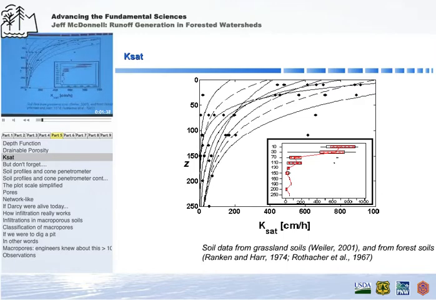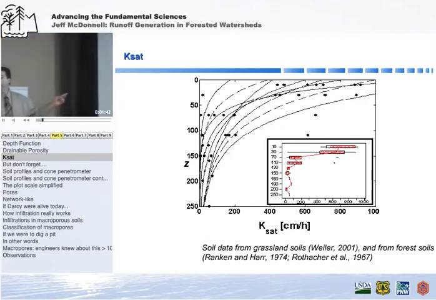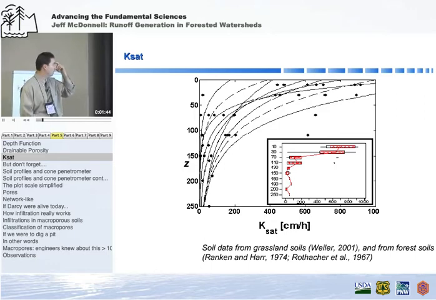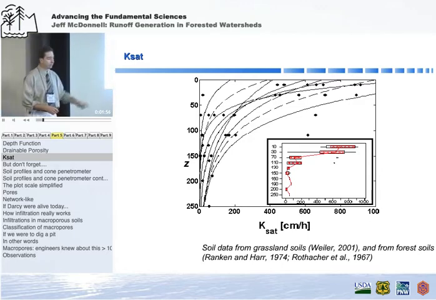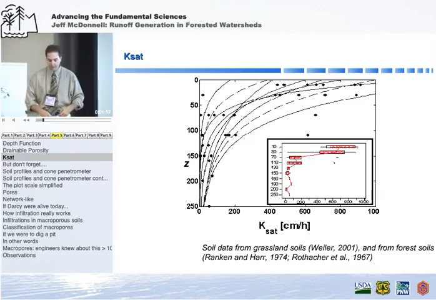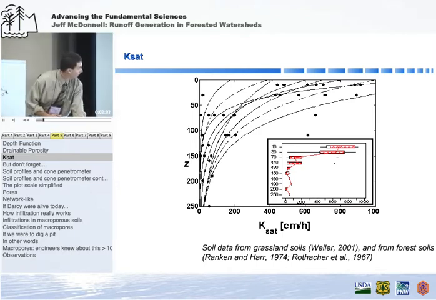So this is in centimeters per hour. Some of this is from the Andrews, from data by Rankin and Haar. Some of it's from a grassland site in Switzerland where we've been working. But it's showing you, again, this general decline in hydraulic conductivity with depth. And in fact, when Bevan and Kirkby developed TOPMODEL, they used this Rankin and Haar data from the Andrews as the data to define this decline in conductivity with depth.